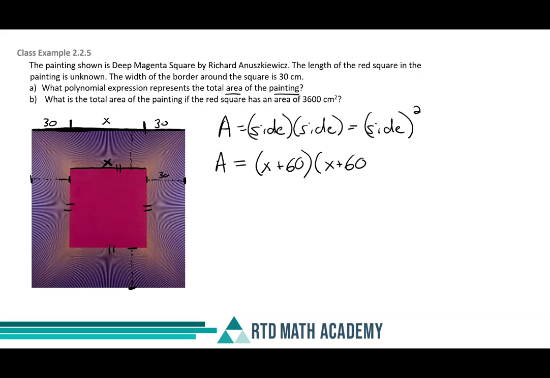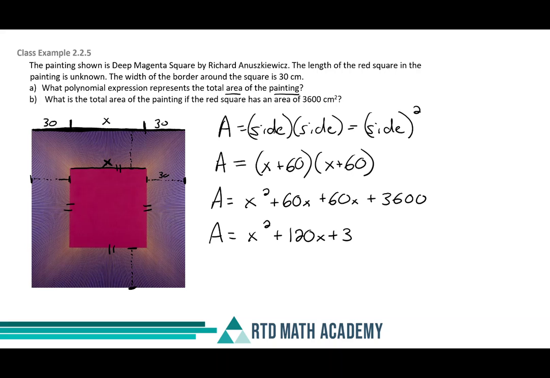And the area itself is multiplying those two side lengths by themselves. So we could say that a polynomial expression, if I chose to expand this out, was going to be x squared plus 60x plus 60x plus 3,600. We can rewrite that one more time as x squared plus 120x plus 3,600. So this is an expression representing the total area of the painting.